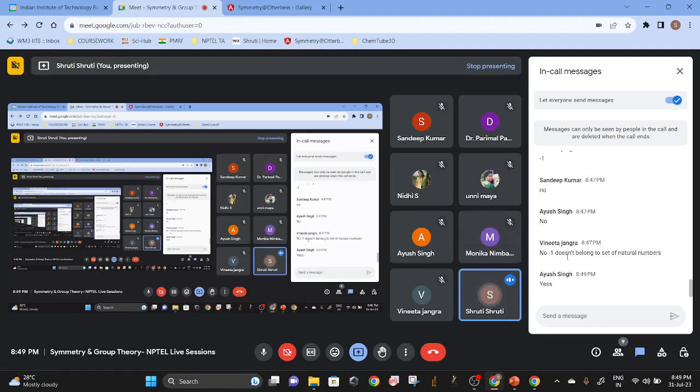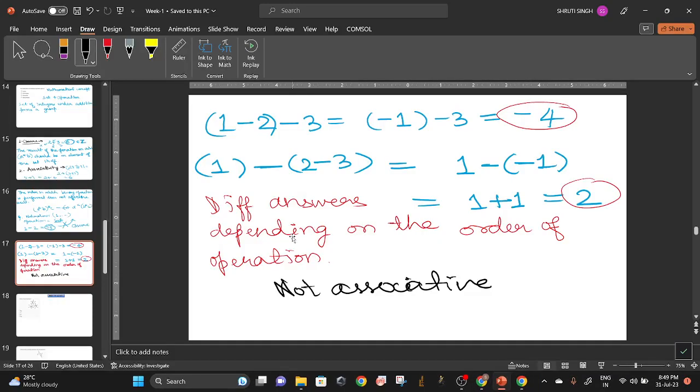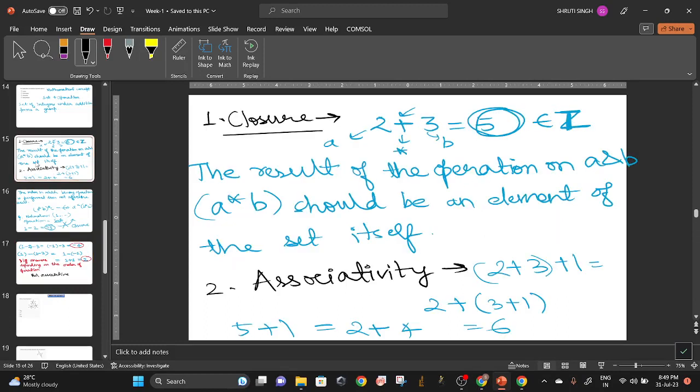Yes, Vinita, minus 1 does not belong to the set of natural numbers. So it is not following the first condition itself. Closure, it is not following. Associativity, it is not following. So it is not a group. But the first example which I gave you, the set of integers under the operation of addition, is following closure and associativity. So it can be called a group.